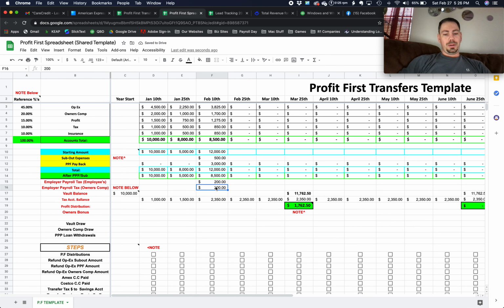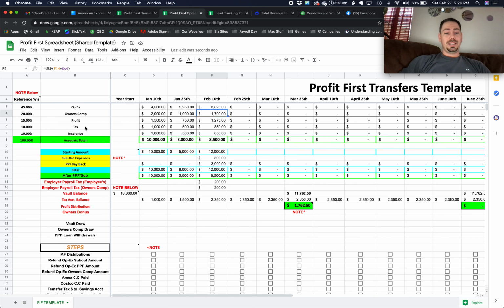So essentially what I would do here is I would take $200 from my tax account and reimburse the OPEX account that. And I would take $200 from the tax account and reimburse the owner's comp account, because again, this is taxes matched by the business for the owner's pay, and reimburse the owner's compensation account there.